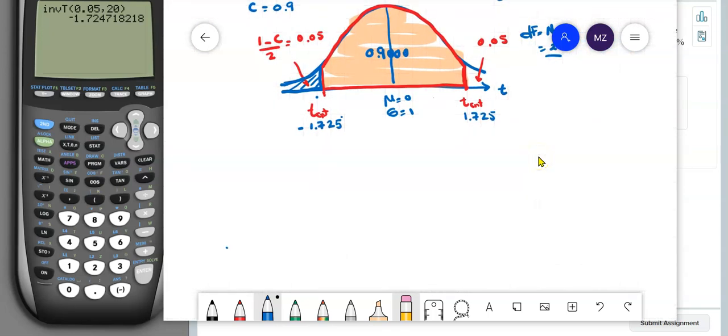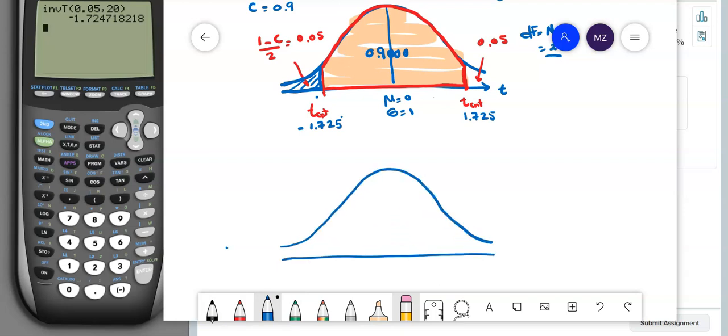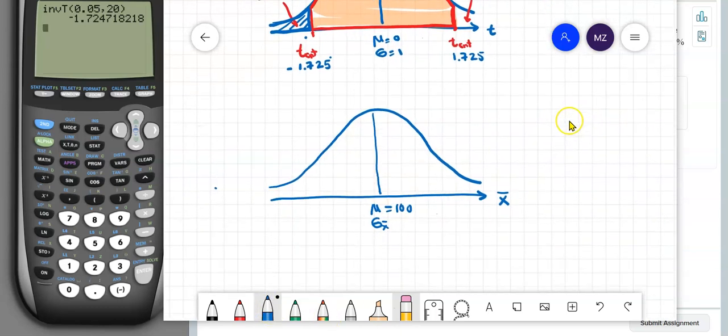So now I'm going to make a transition to find the confidence interval. All right, so what happened with the confidence interval? It's the same graph. So I have the bell shape here. The only thing that changed is I'm not in the t-axis anymore. I'm using the x bars. So if I'm in the x bars here, the mean would be the 100. So that's the one that I got before. And the sigma x bar, right?